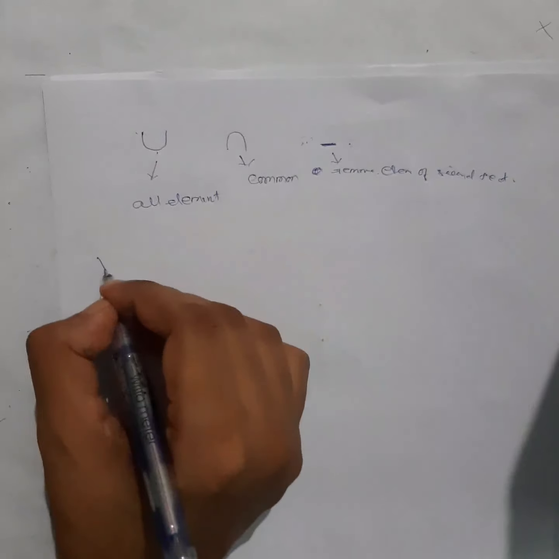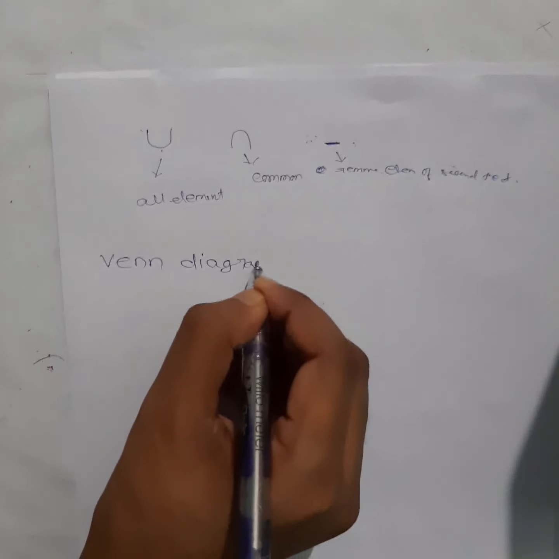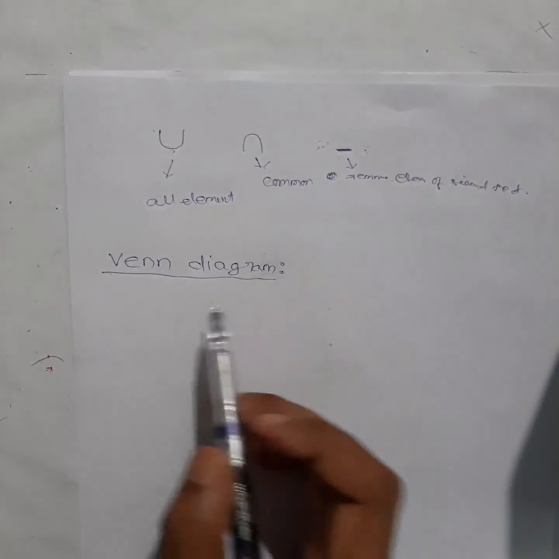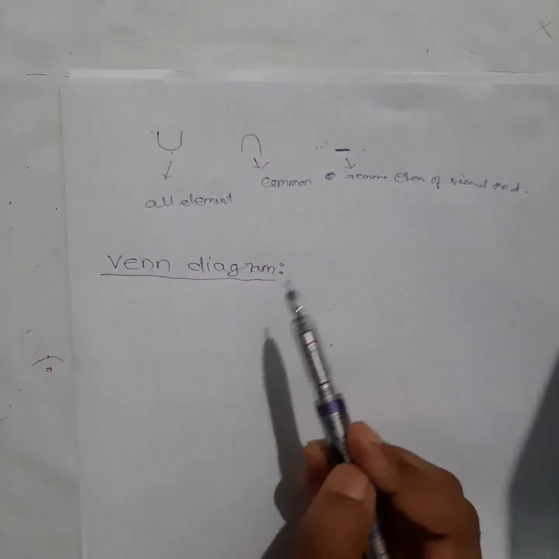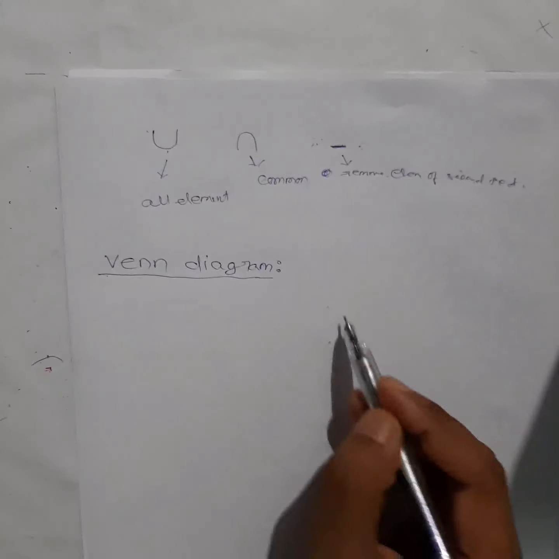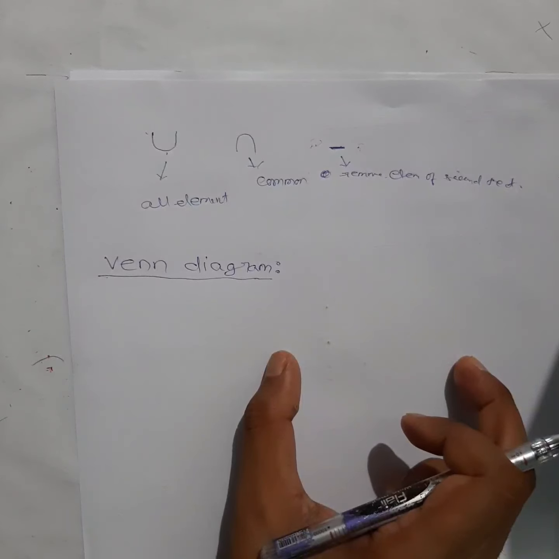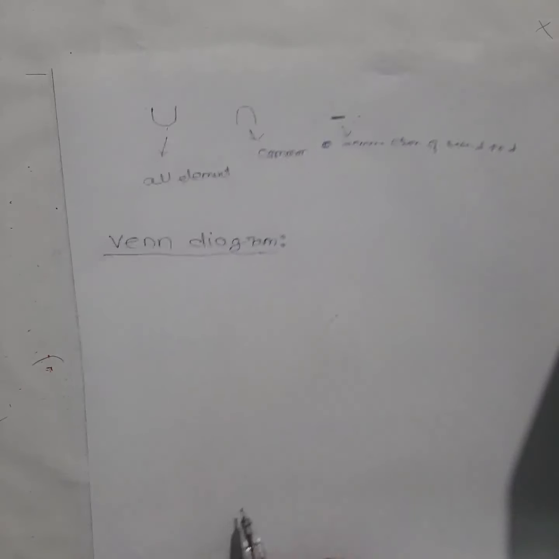Now we will discuss the Venn diagram. By the word itself you can understand it is some form of diagram. Now what is a Venn diagram? A Venn diagram is a way of representing sets. Some sorts of sets we represent in the form of a diagram. So when we represent sets in the form of a diagram, that is called a Venn diagram. Now see what that means.